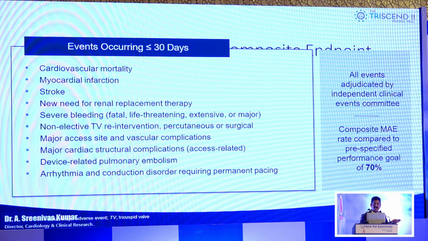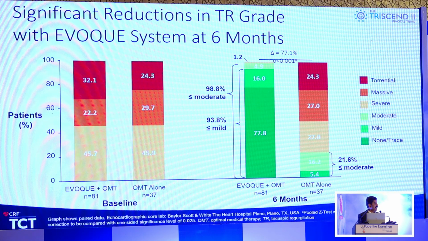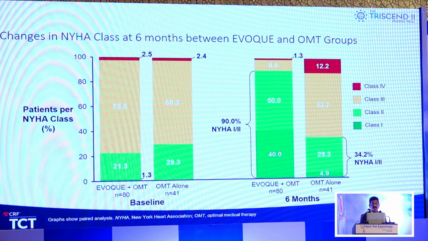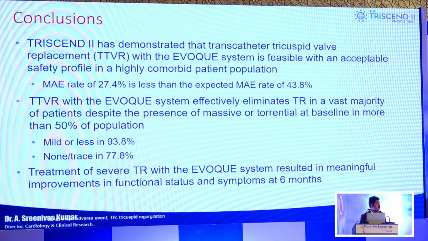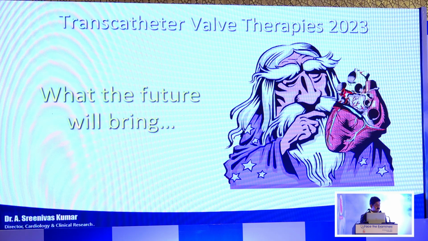I'll just finish in a minute, sir. Tricuspid valve regurgitation was less, and a significant number of patients who had severe TR had their grades decreased at 6 months of follow-up. Not only TR grades, but even the functional class improved significantly in these patients. That's how this trial concluded, saying that we could successfully tackle TR with these new devices, with a reduction in tricuspid valve regurgitation.